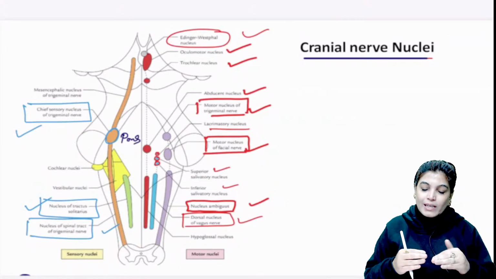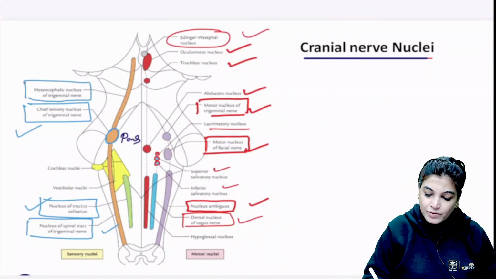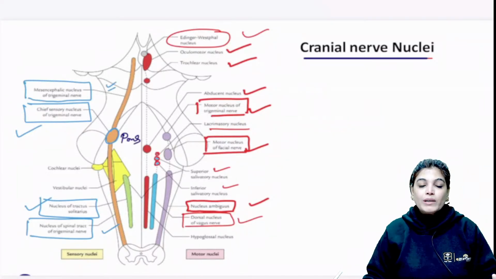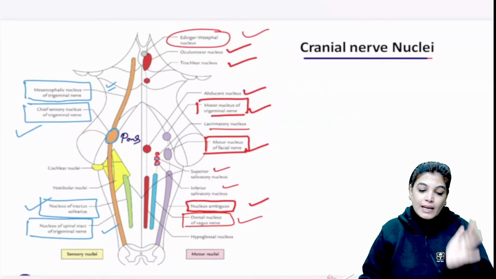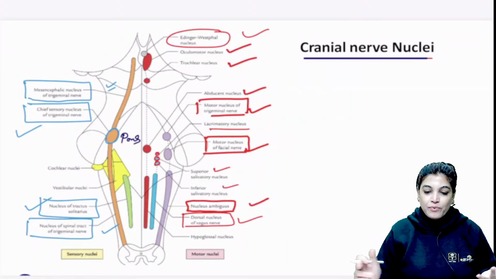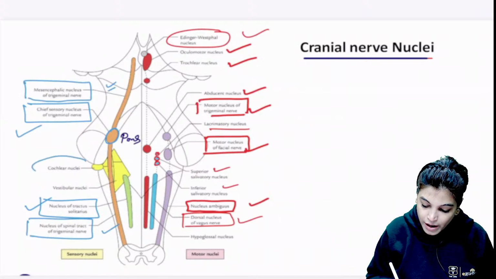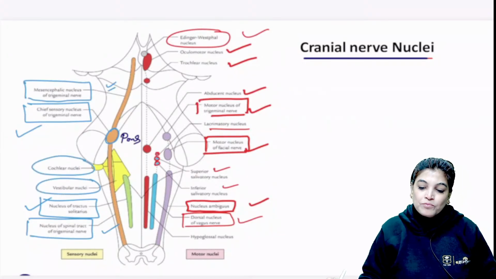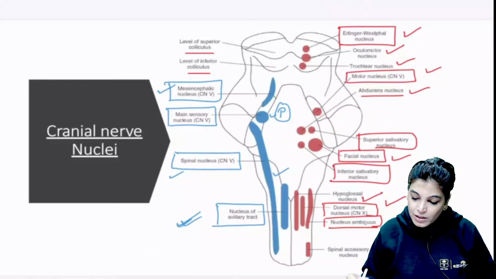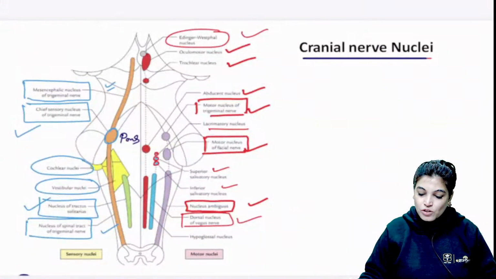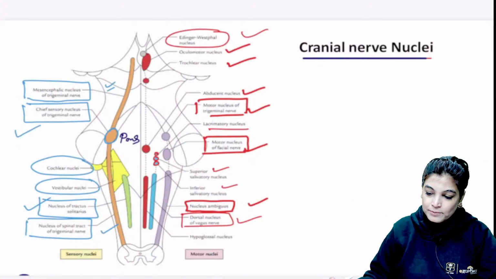From the main sensory nucleus, we have an upward extension called the mesencephalic nucleus of trigeminal nerve, which extends in the midbrain and is important for proprioceptive sensation. Now, my dear students, talking about the last component, special somatic afferent. It has a special sense to carry. It has cochlear nuclei and vestibular nuclei. There are two cochlear nuclei, ventral and dorsal. In the vestibular nuclei, we have four: superior, inferior, medial, and lateral vestibular nuclei.